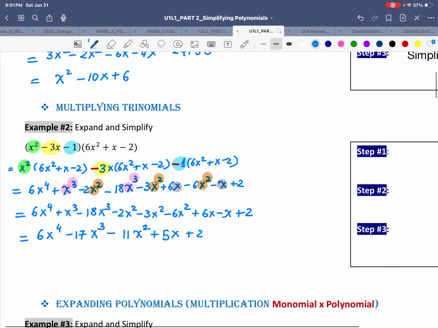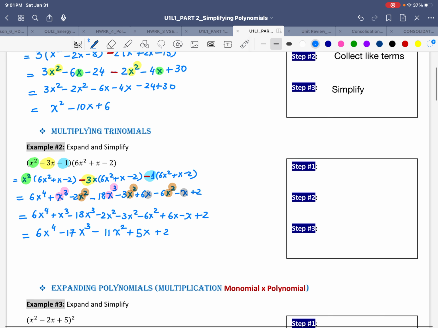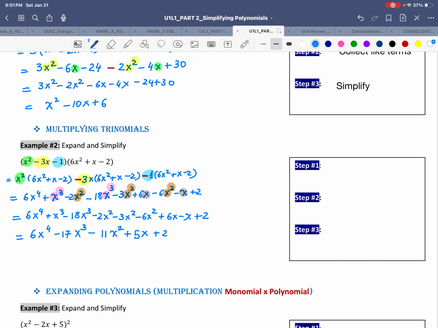So when we're multiplying two trinomials, it looks more complicated, but in principle, we do the exact same thing. Every term in the first trinomial will multiply each term in the second trinomial. And I encourage you to continue writing the steps here on your own.